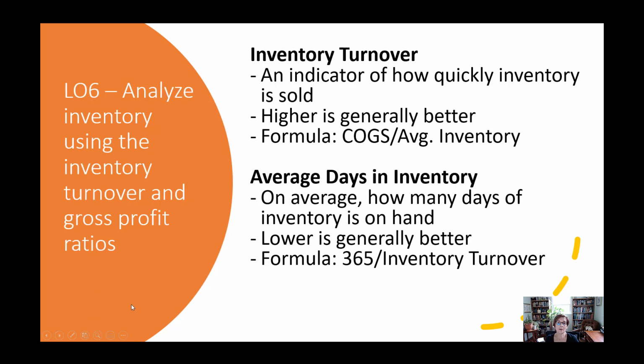All right, so let's take a look at how companies might analyze their inventory. Inventory turnover is a very common way that companies analyze their inventory, and what it tells you is how quickly the inventory is sold. You calculate inventory turnover as cost of goods sold divided by average inventory. Average inventory is beginning plus ending divided by 2, a simple average. When you divide cost of goods sold by your average inventory, you get the number of times the inventory was turned over or sold in a year.